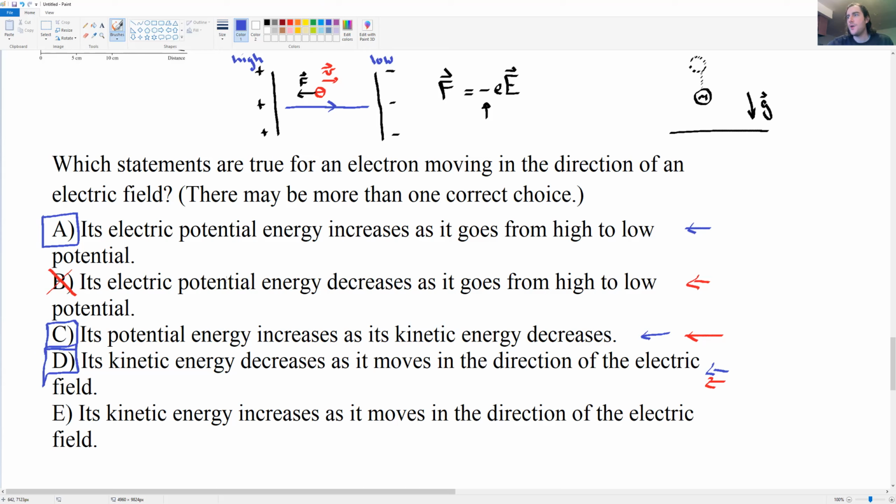Okay, and then how about E? Nobody went for E, which is a little bit surprising. Its kinetic energy increases as it moves in the direction of the electric field. Okay, well now I can see why no one chose E. The kinetic energy is decreasing as it moves in the direction of the electric field. So this one is not correct here.